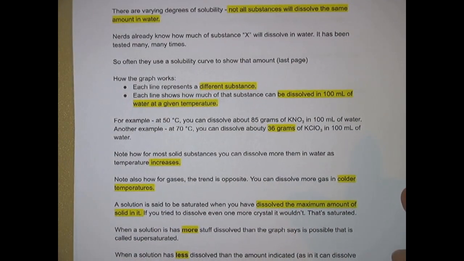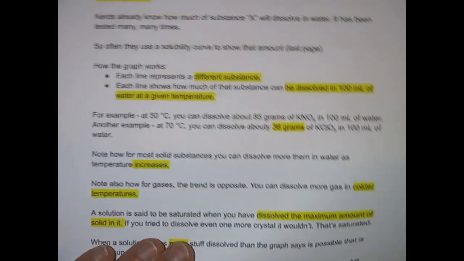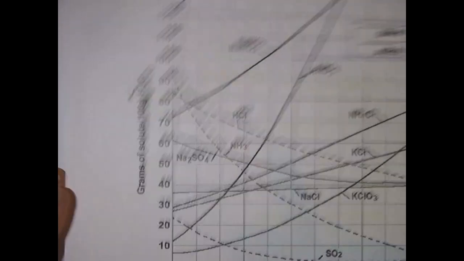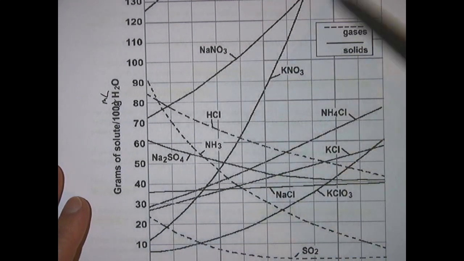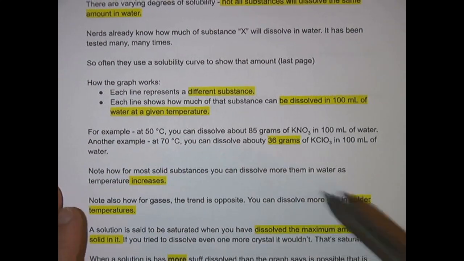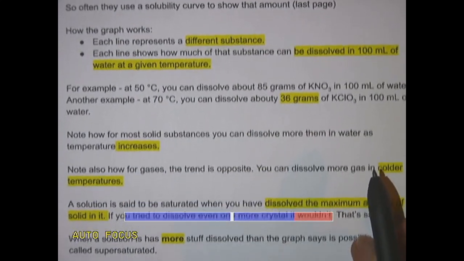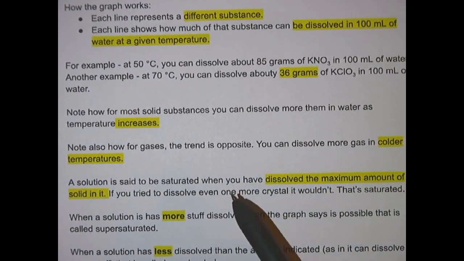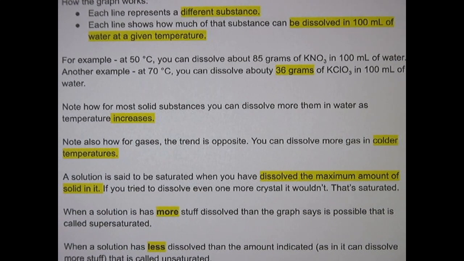If you take a look at the graph overall, as you increase temperature, most of the solids you can dissolve more of, right? As temperature goes this way, you can see the graph trends up for most of the solids. That's the solid line there. It's exactly opposite, though, for gases. You can see as the gas... you can dissolve more gas in colder temperatures, but for solids, you can dissolve more of them in warmer temperatures.